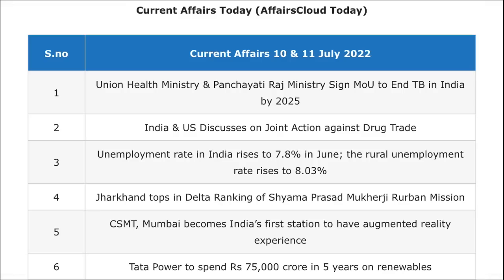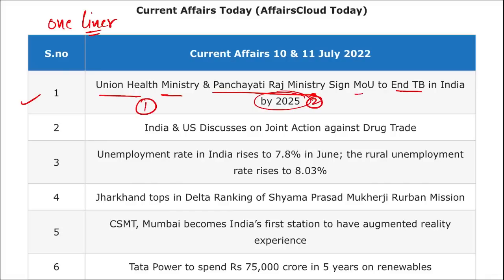Next, friends, these are all the news. Now let's quickly revise all these news in one-liner format in one go. I hope that will be helpful for you. First is Union Health Ministry and Panchayati Raj Ministry. These two ministries you have to remember. They have signed to end tuberculosis in India by 2025.